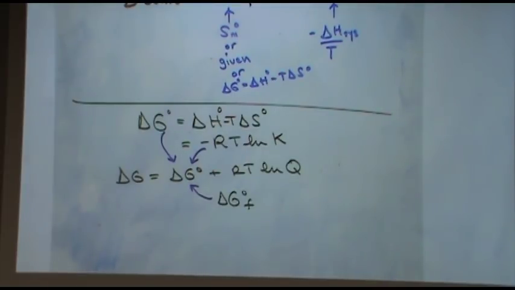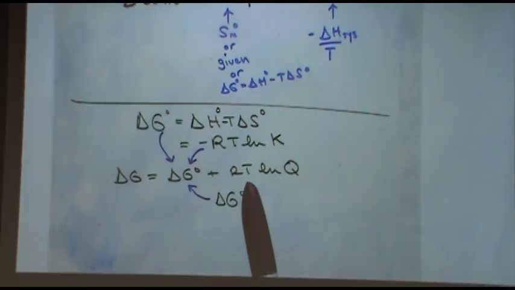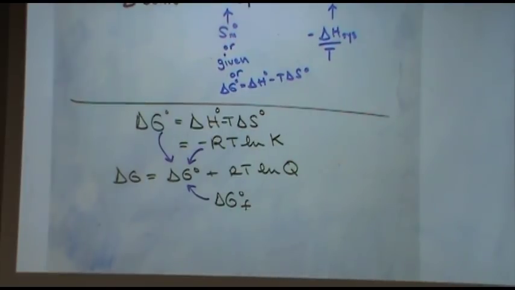So those are all ways to find delta G standard to put into this formula. The Q would be just products over reactants from the reaction itself. T is 25 Celsius if not given.